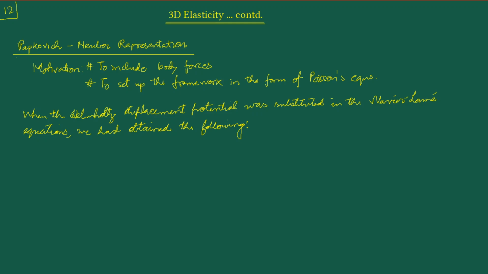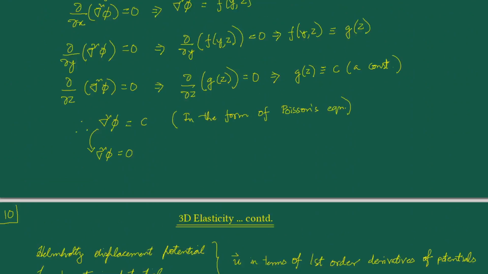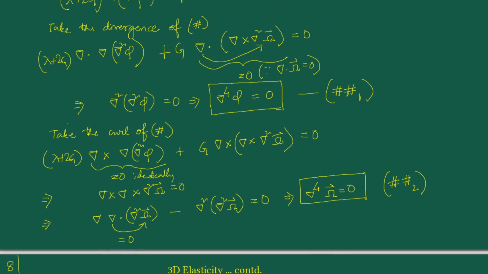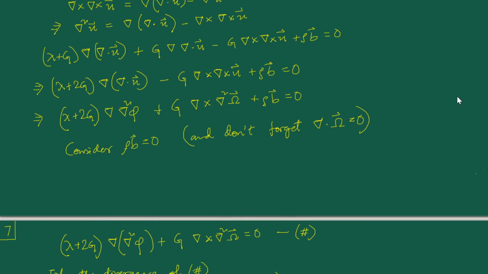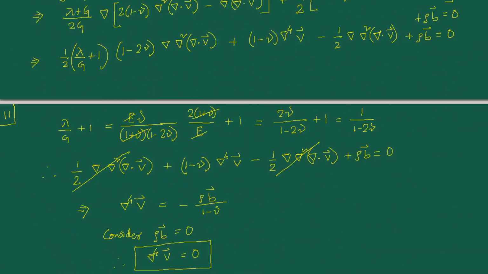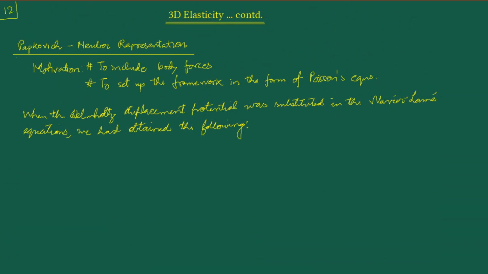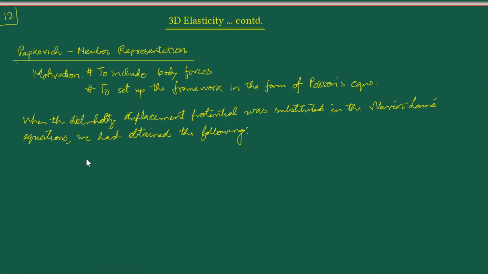So let us look back to the Helmholtz displacement potential way back. So this is the form that I'm talking about. This one, this last step here. Okay. And please note that I am not going to consider this rho b equal to 0. Okay, I'm definitely going to include this because that is the motivation here: to include the influence of the body forces ultimately. Okay, so what we have is lambda plus twice G.